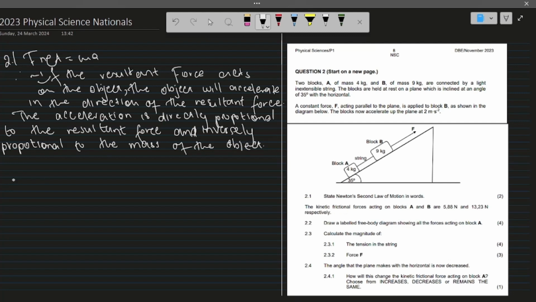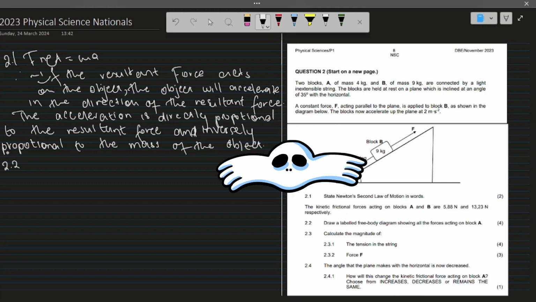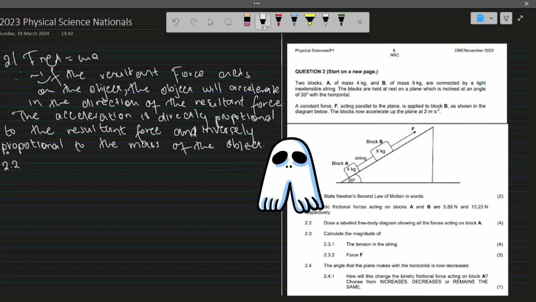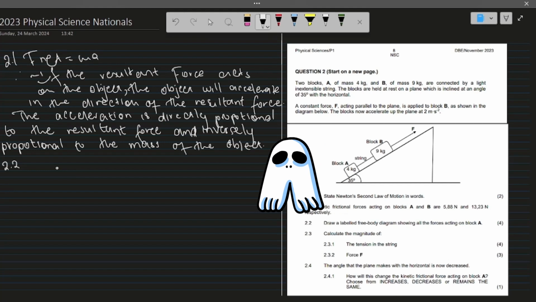So let's go to 2.2. Understand that physical science is not a very easy subject, it's an applied mathematical subject, meaning that you need to use logic when you're tackling your questions. The question says draw the free body diagram showing all the forces acting on object A. We represent object A with a dot.